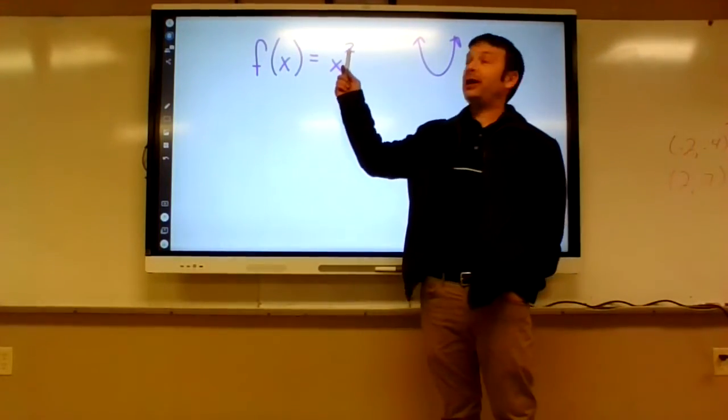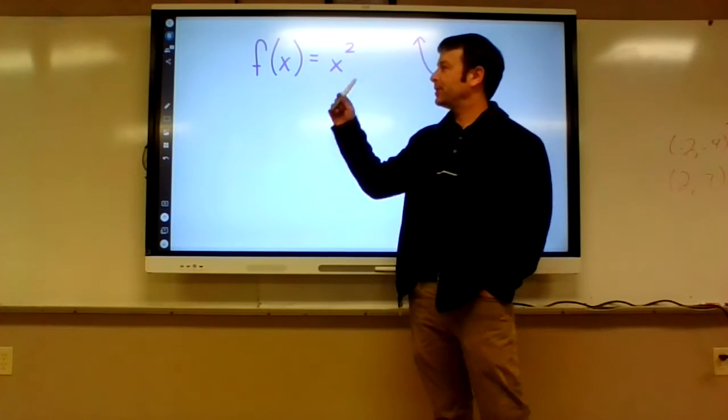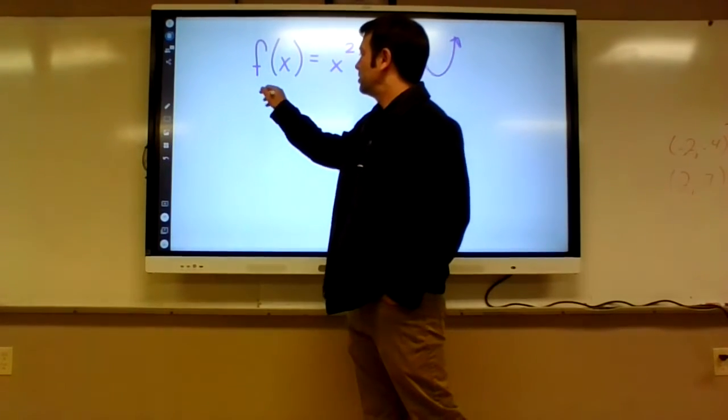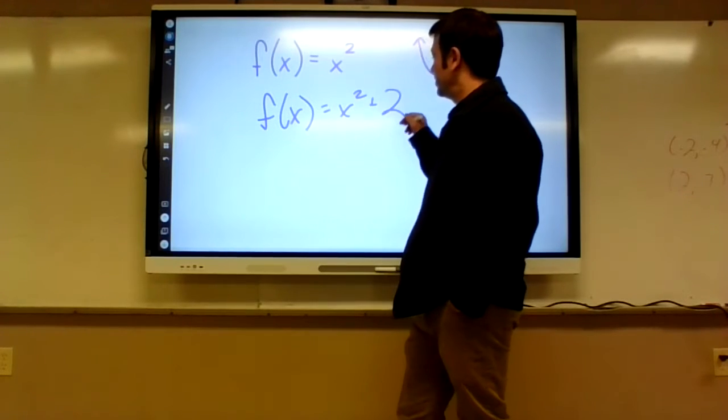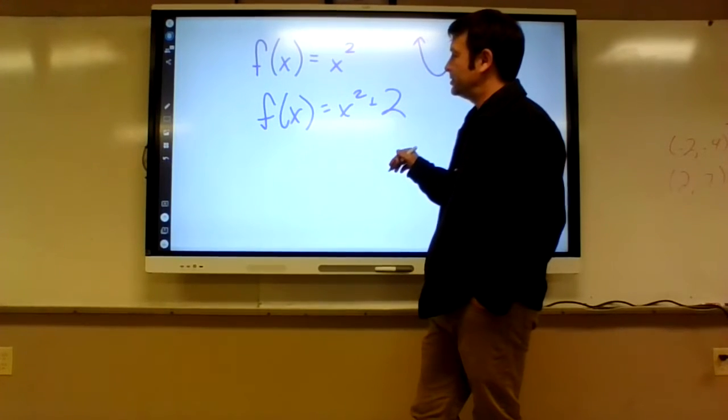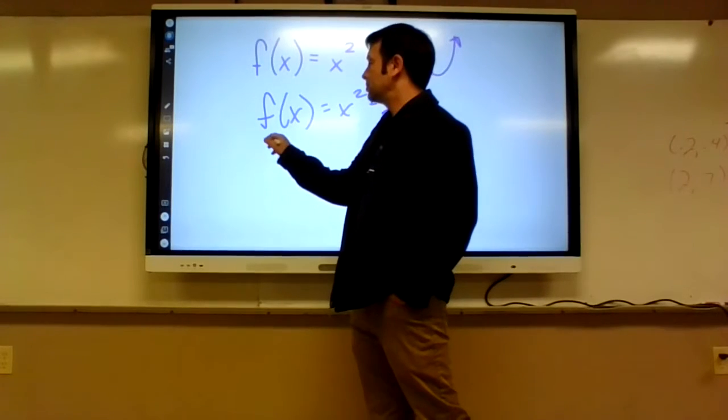How would I make this graph shift, let's say up 2? You just put a +2 at the end there. How would I make it shift, let's say left 2?